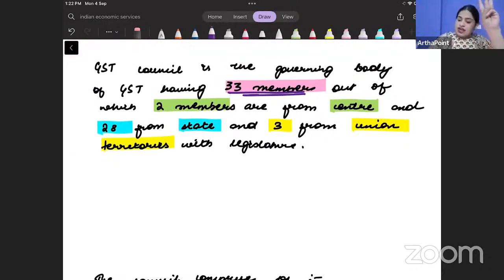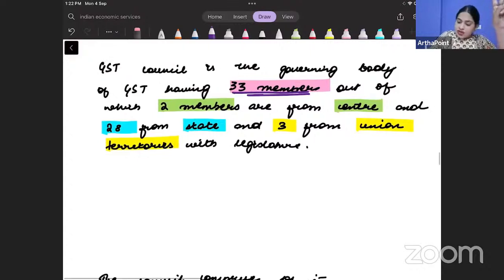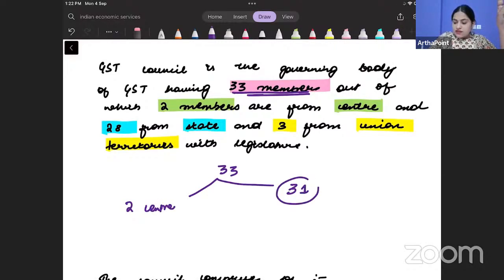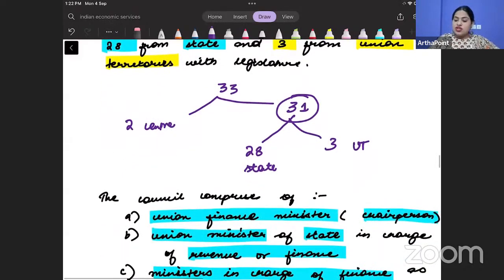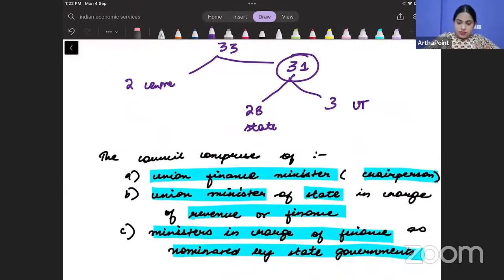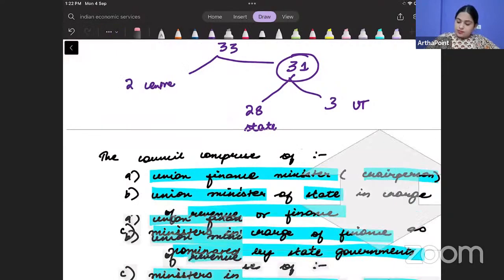So GST Council has 33 members, beta. Out of these 33 members, 2 are from center. So remaining kitne ho gaye? 31, na? So 31 come from state and union territories. Out of this 31, 28 come from state and 3 come from union territory. So this is how my GST Tax Council is distributed. Let me just take you further.